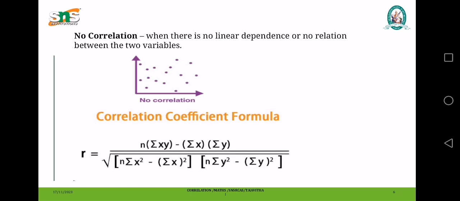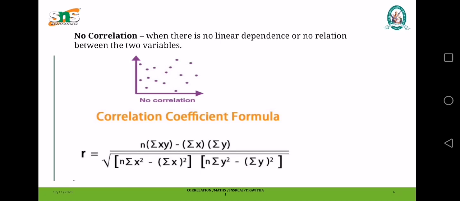And the correlation coefficient formula. The simplified correlation coefficient formula is r equals n times summation of xy minus summation of x times summation of y, divided by root of n times summation of x square minus summation of x the whole square, times n times summation of y square minus summation of y the whole square. This is the simplified formula for correlation coefficient. Now I give one problem to explain this formula.